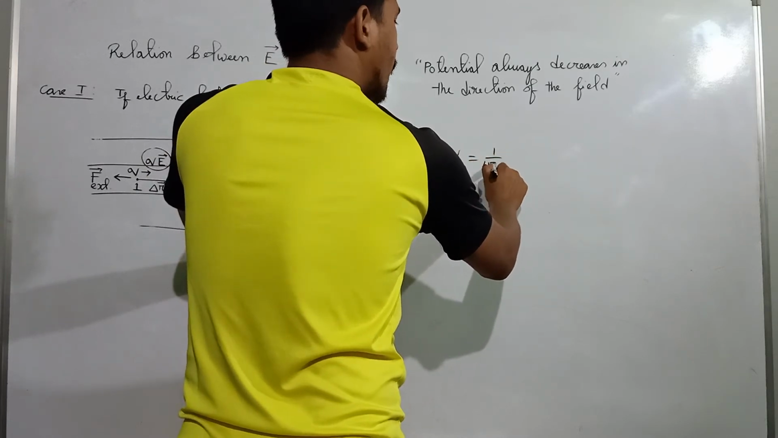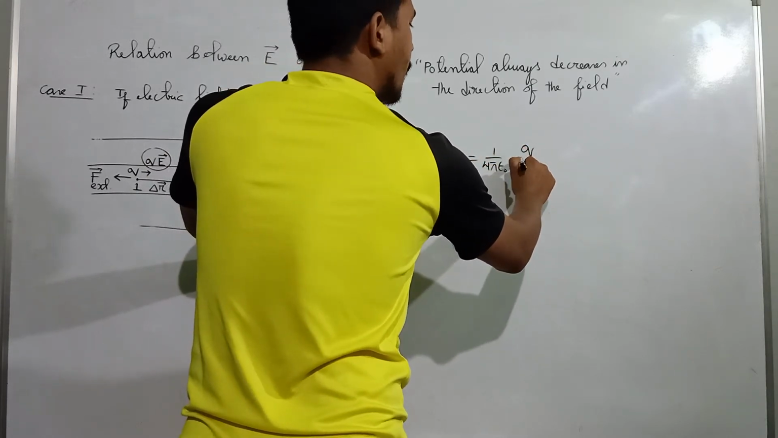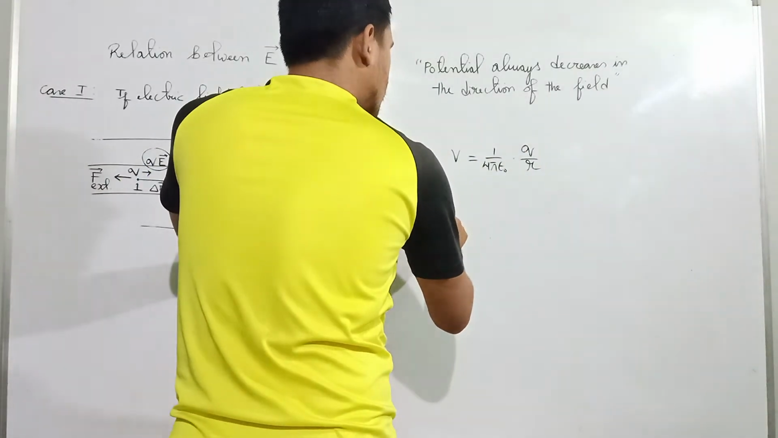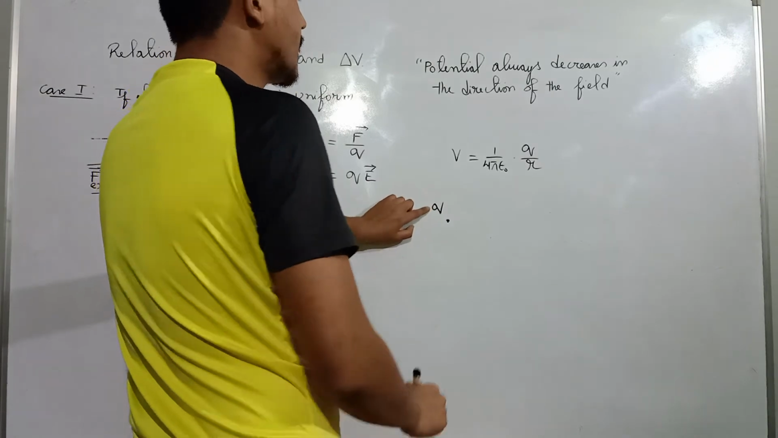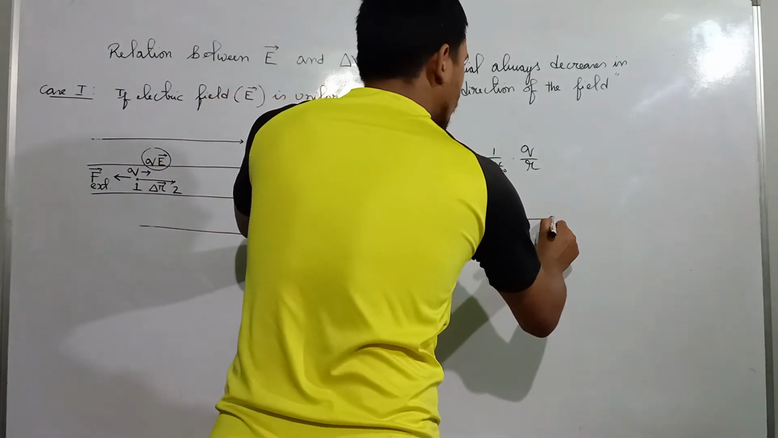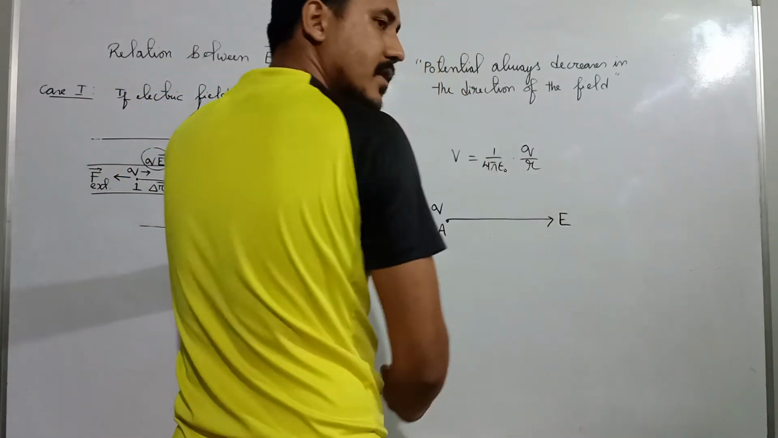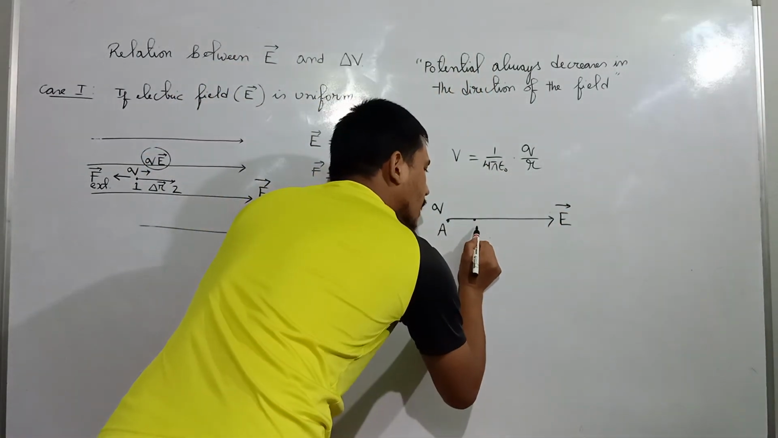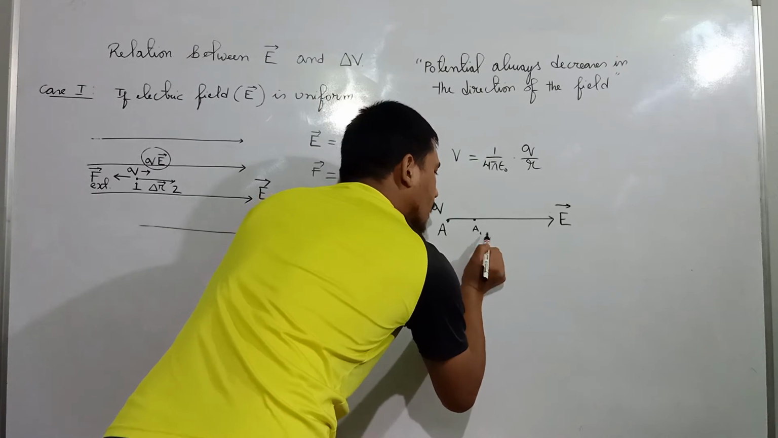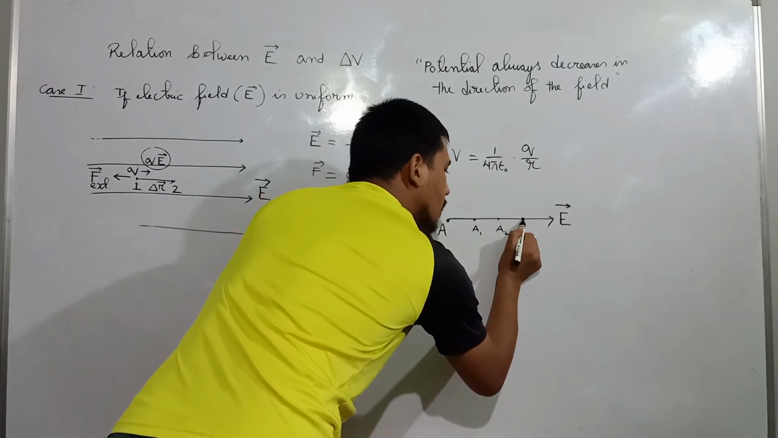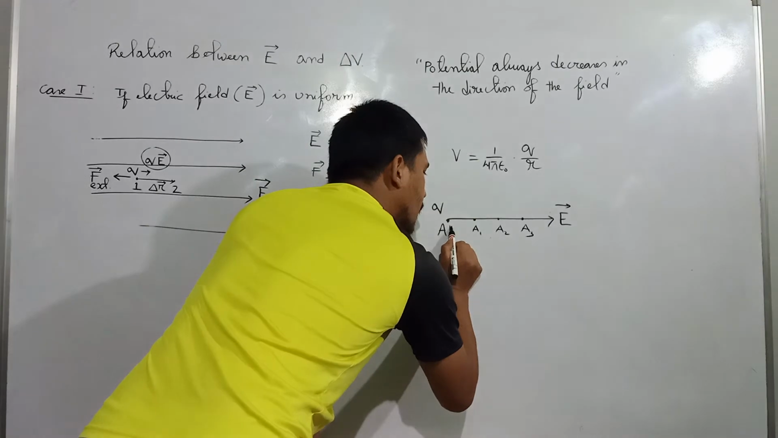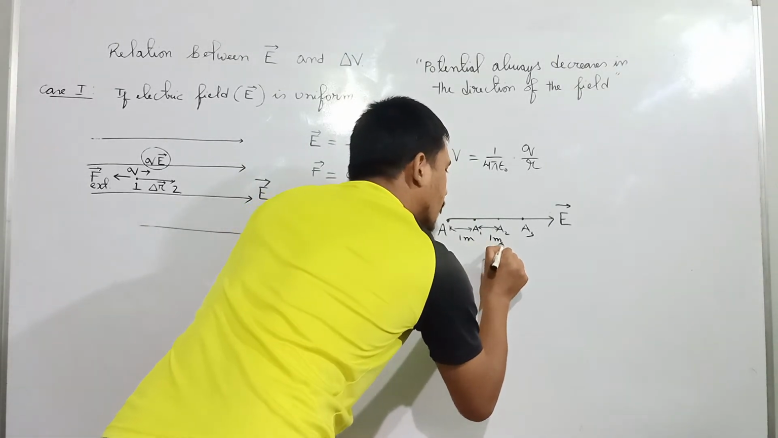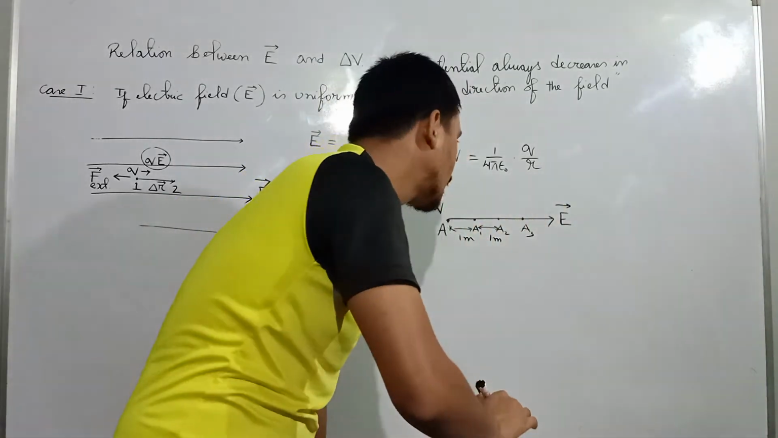So the electric potential at any point is given by what? 1 by 4 pi epsilon naught into Q upon R, right? So this is your charge Q placed at this point A. Then the electric field will be in this direction. Suppose this is your point A1, this is your point A2, this one is your point A3, and so on, such that the distance between each of these points is equal to 1 meter.